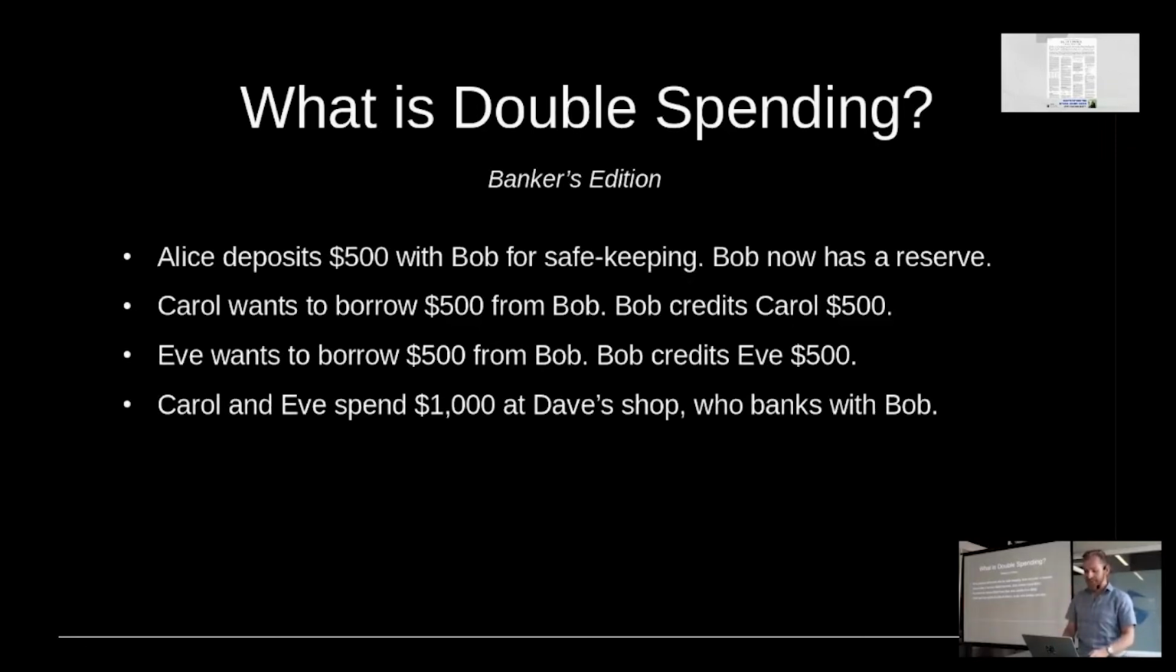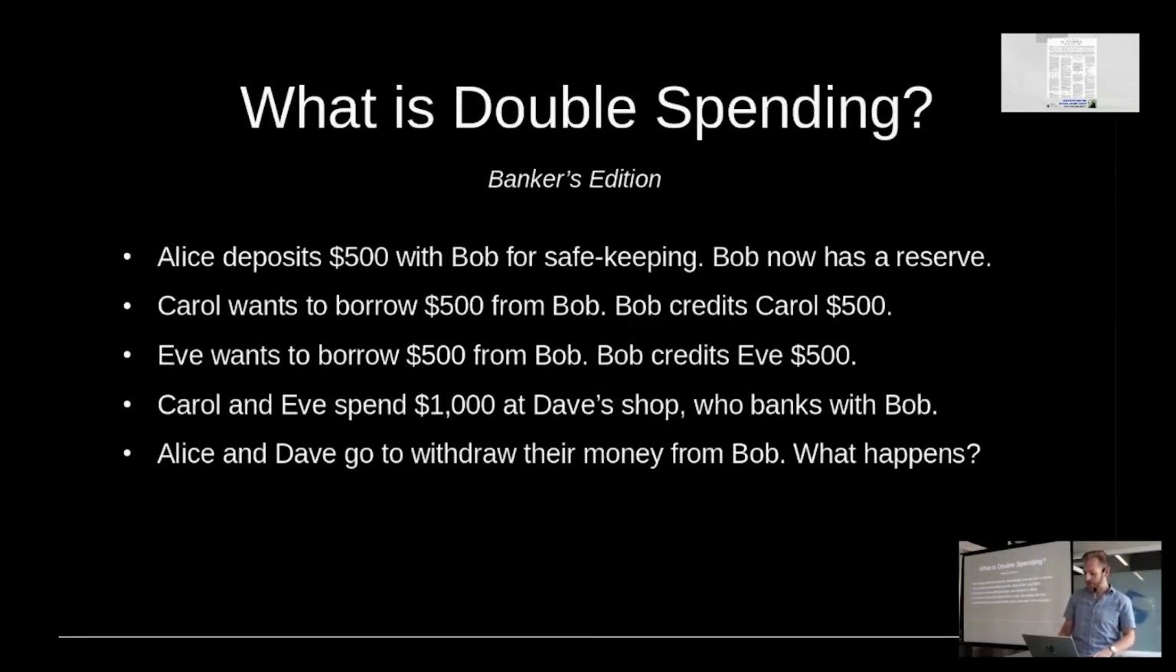We'll see what happens with that. So now Carol and Eve are flush with cash. They go out and they spend $1,000 at Dave's shop. And Dave also happens to bank with Bob, so he recognizes Carol and Eve's credit as being valid. Bob's crazy. So Alice and Dave go to withdraw their money from Bob, and what happens? Boom. Bank goes bust. So this is a bank run.